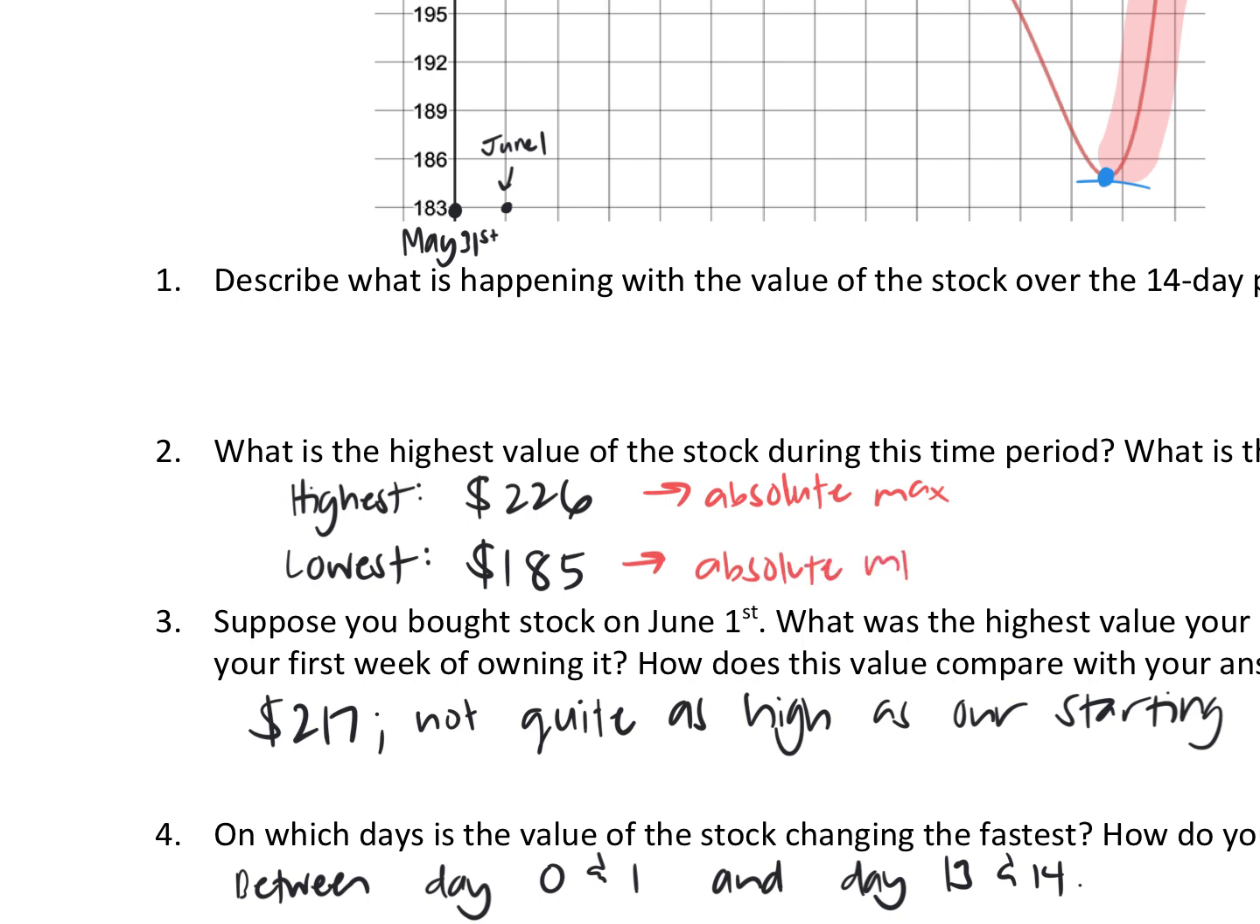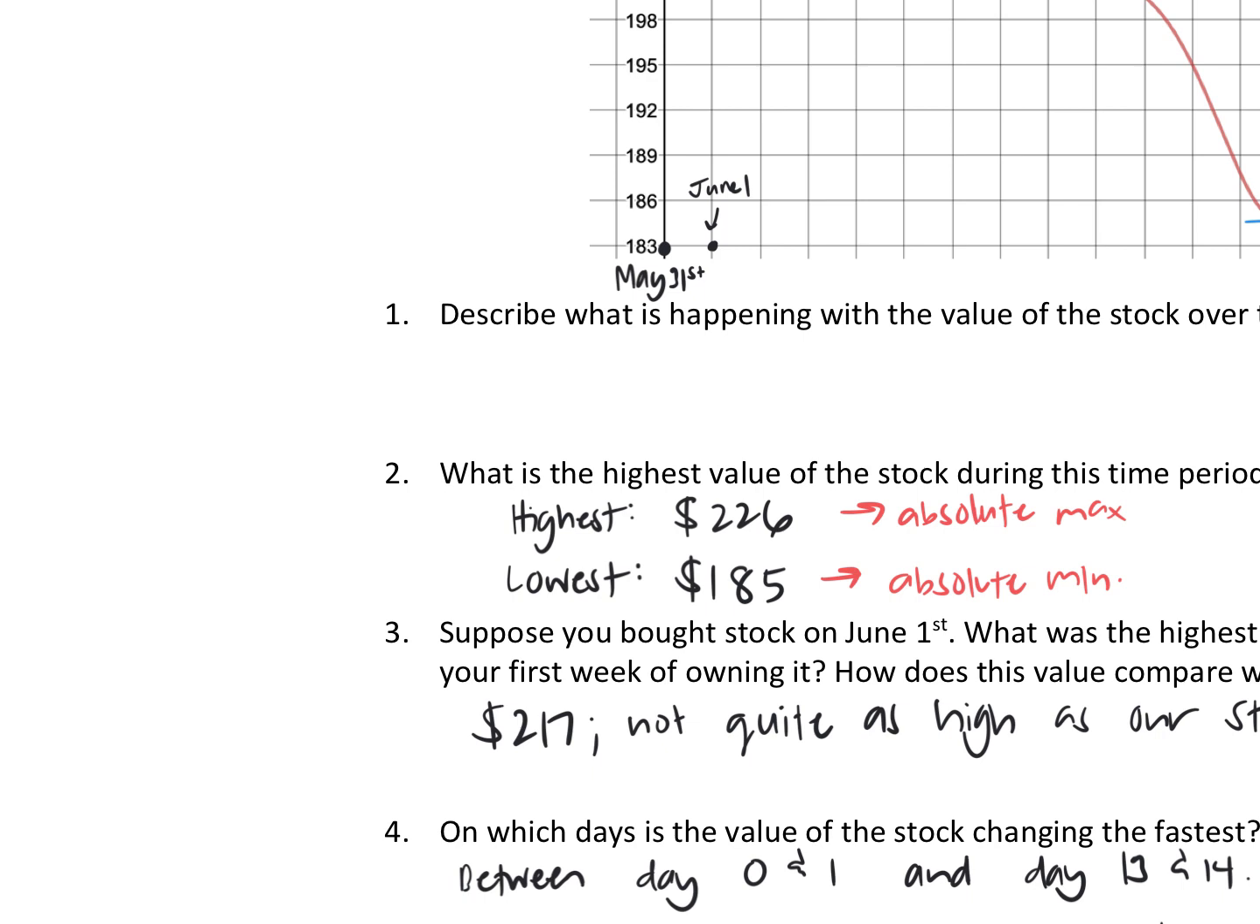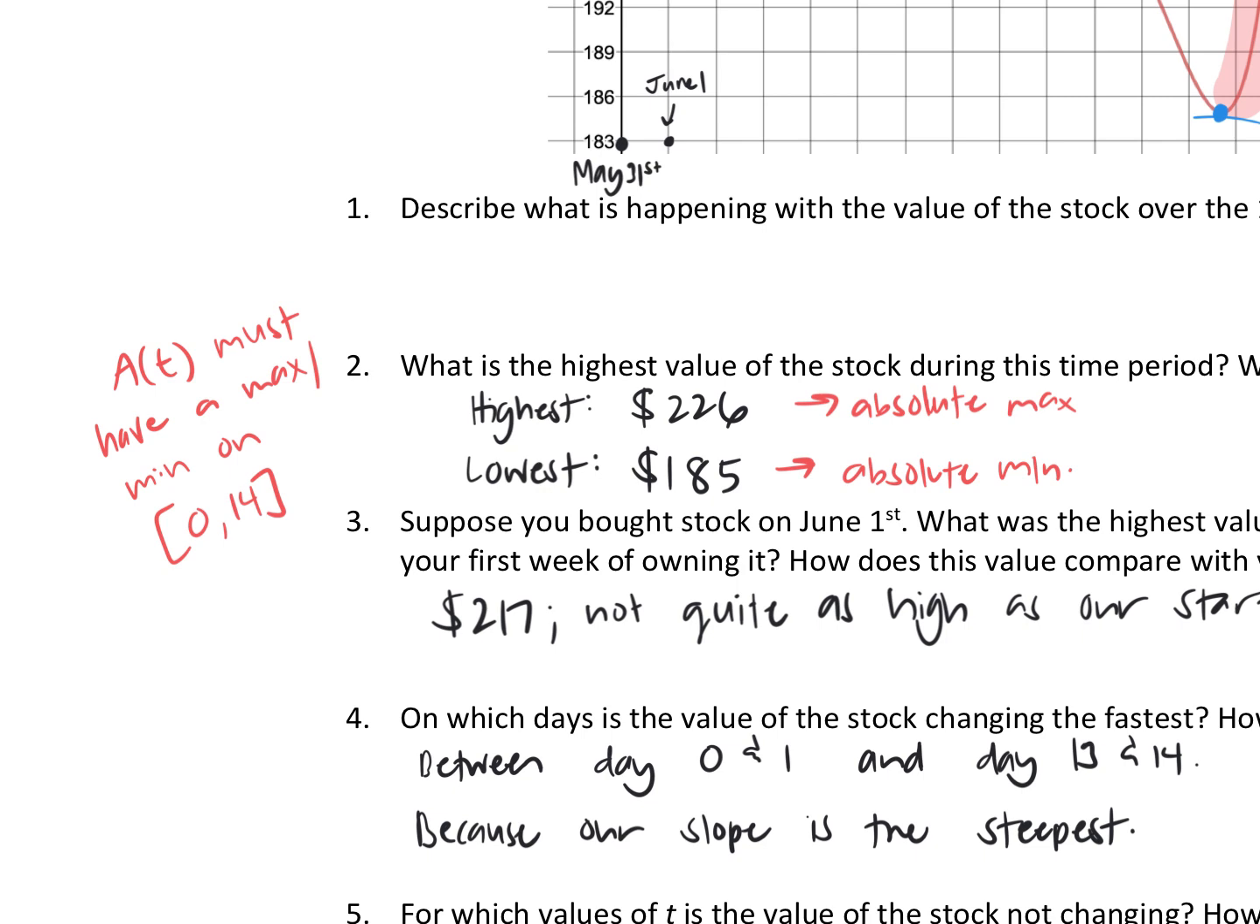Can we abbreviate? Yeah, you could do like ABS dot. And we know that we have to have an absolute and we have to at least have a maximum and a minimum if our function is continuous, because our function a of t is continuous. So it must have a max and min on the interval 0 to 14. Okay, since we're on a closed interval and it's continuous, it has to have a min and a max. Now, 217 that we found in number 3, that is not my absolute maximum, but we would call that a relative maximum.